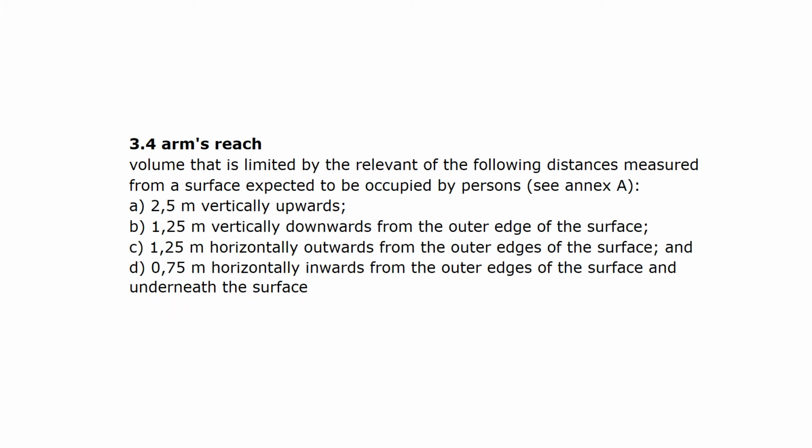Arm's reach: volume that is limited by the relevant of the following distances measured from a surface expected to be occupied by persons. See Annex A. 2.5 meter vertically upwards, 1.25 meter vertically downwards from the outer edge of the surface, 1.25 meter horizontally outwards from the outer edges of the surface, and 0.75 meter horizontally inwards from the outer edges of the surface and underneath the surface.